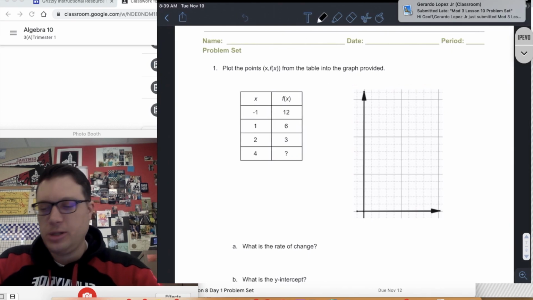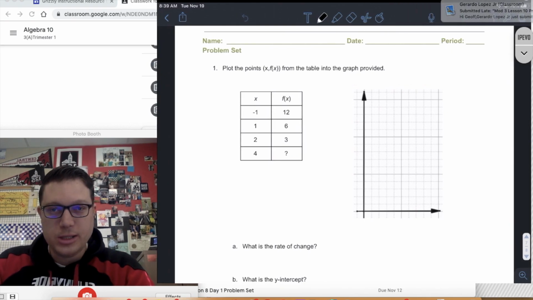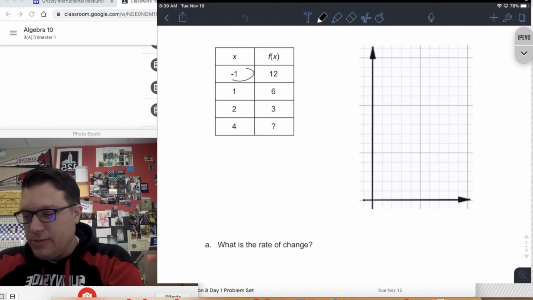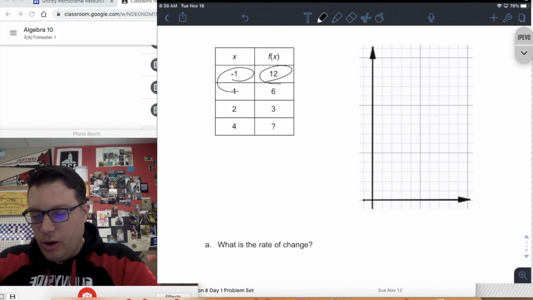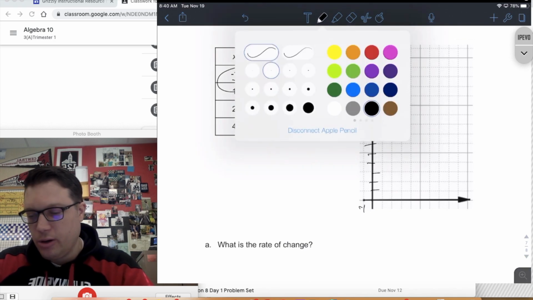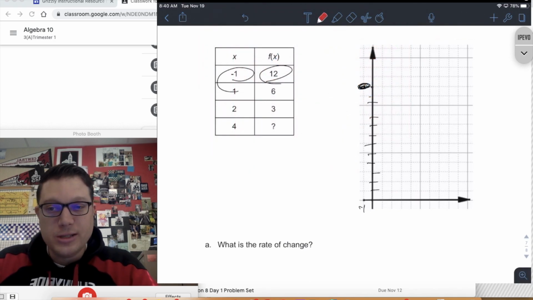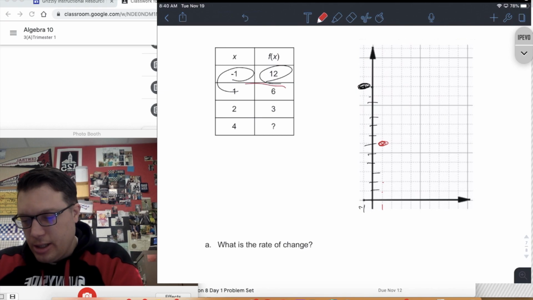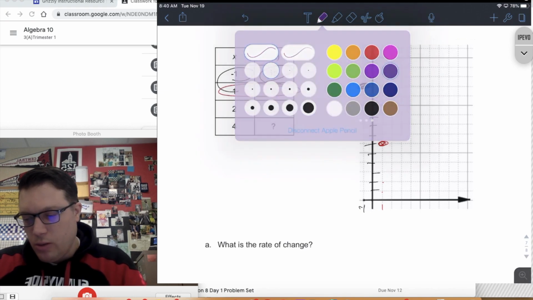Plot the points f of x from the table provided. Looking at the table, negative 1, 12 means with our x value and our y value, we go to the left to negative 1, and then we go up 1, 2, 3, 4, 5, 6, 7, 8, 9, 10, 11, 12. Put a dot. Let's change color. Let's go 1, 6. Over to 1, up 1, 2, 3, 4, 5. Put a dot. Let's go with 2, 3.